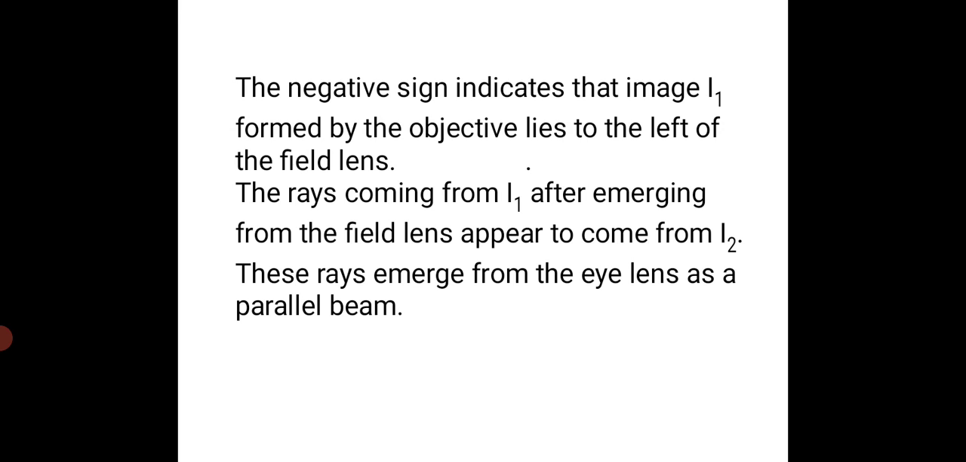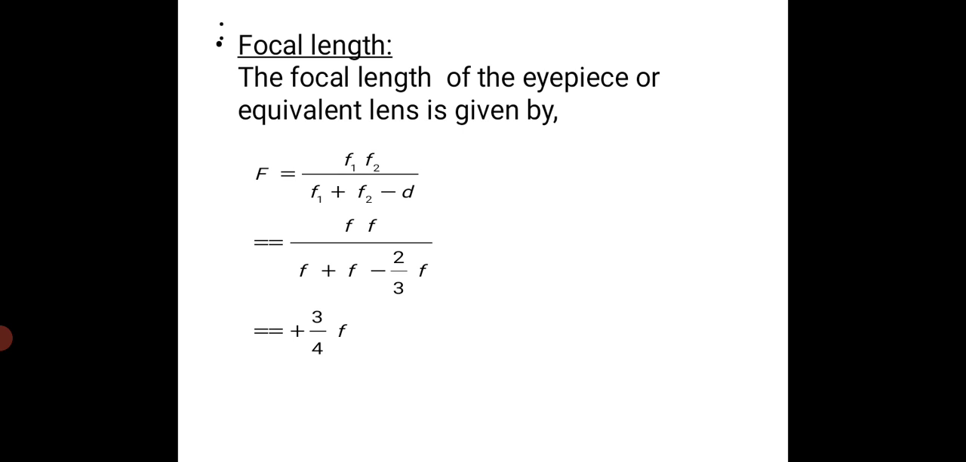The rays coming from I1, after emerging from the field lens, appear to come from I2. These rays emerge from the eye lens as a parallel beam. The focal length of this eyepiece, that is the focal length of the Ramsden eyepiece or equivalent lens, is given by F is equal to f1 f2 by (f1 plus f2 minus d). Substituting all the values of f1, f2 and d in this equation, we come to the value F is equal to plus 3 by 4 f.